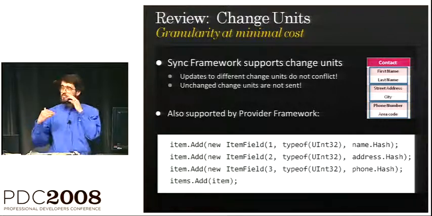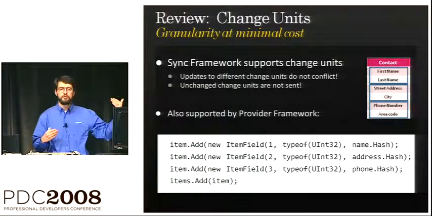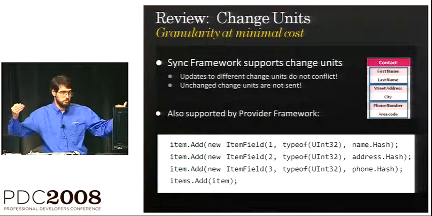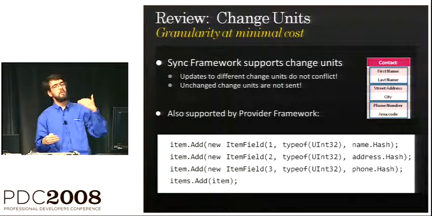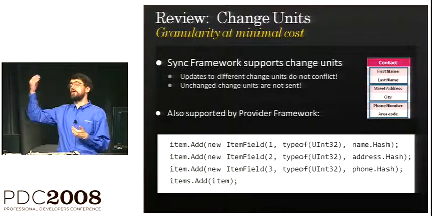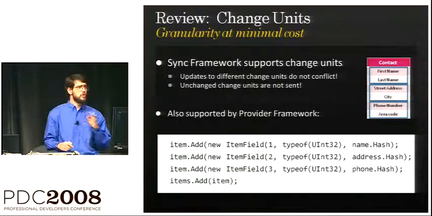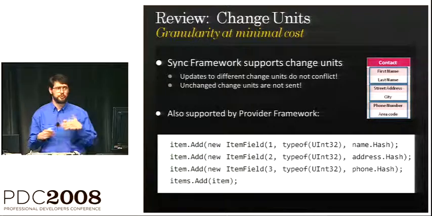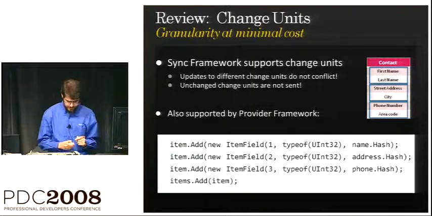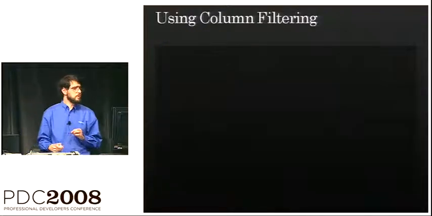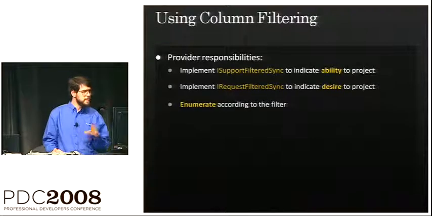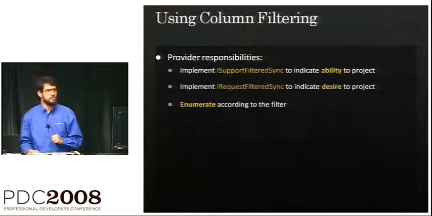As you may recall, in general, Sync Framework keeps a creation version and an update version for every item. Well, of course, if you're going to have multiple change units, we're going to have to keep an update version for every change unit. The creation version stays the same. And of course, there are no extra vectors or extra histories that need to be kept to support this feature.